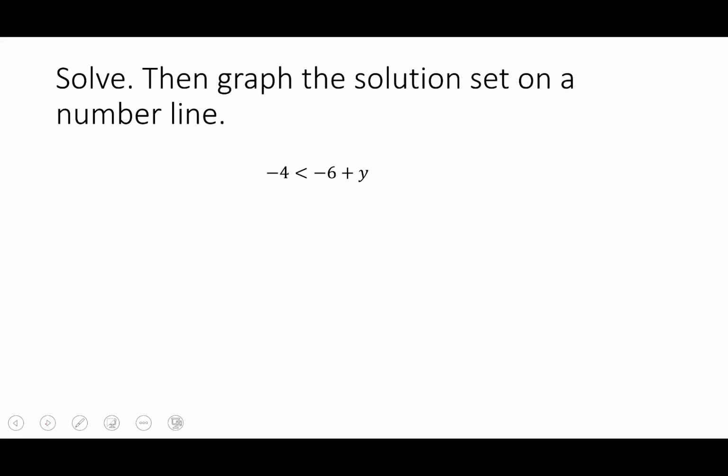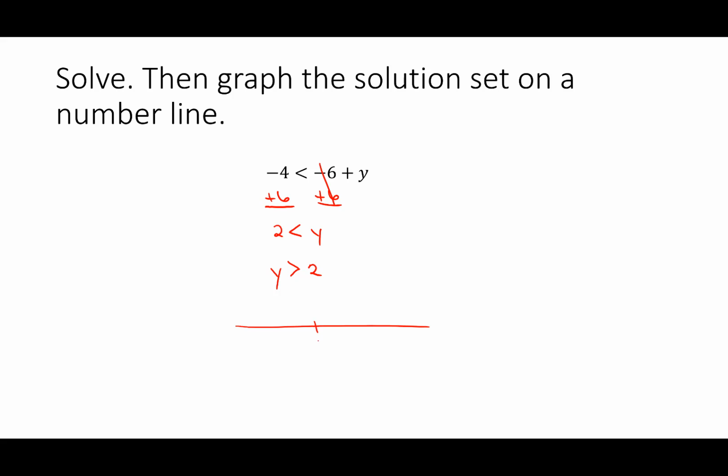All right, so let's look at this example. This says negative 4 is less than negative 6 plus y. So I'm going to add 6 to both sides. And this one's a little different because we have the variable on the right side. But we still solve it the same. So this says 2 is less than y. Since we're used to seeing this variable on the left, I'm going to rewrite it with my variable on the left. Now when we do that, we have to make sure the inequality sign is still true. So this says 2 is less than y, which is the same thing as saying y is greater than 2.